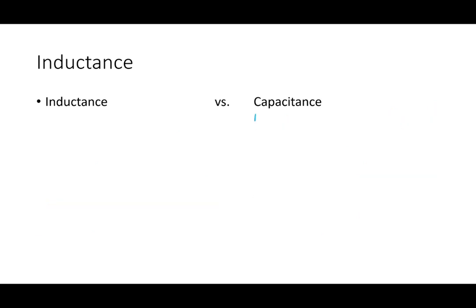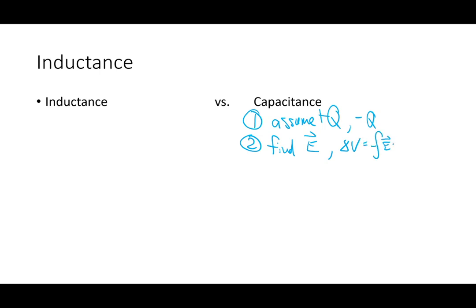Let's quick review. So capacitance, we have two conductors, right, of some geometry, and the first step is to assume that one of the capacitor has plus Q, the other one has minus Q. Based on that, we find the electric field at all points, so that you can find the potential difference by taking this integral. And then once we have that integral, the C is equal to Q over delta V. Right, that's how we find capacitance.